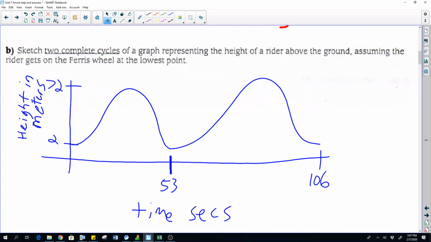So here's 72 meters right here, so 51 meters is probably there. We could take a guess. It's definitely less than 53 seconds, because that's when you're back down to 2 meters. So maybe way back in the beginning of the ride, maybe more like 10 or 20, somewhere around there.